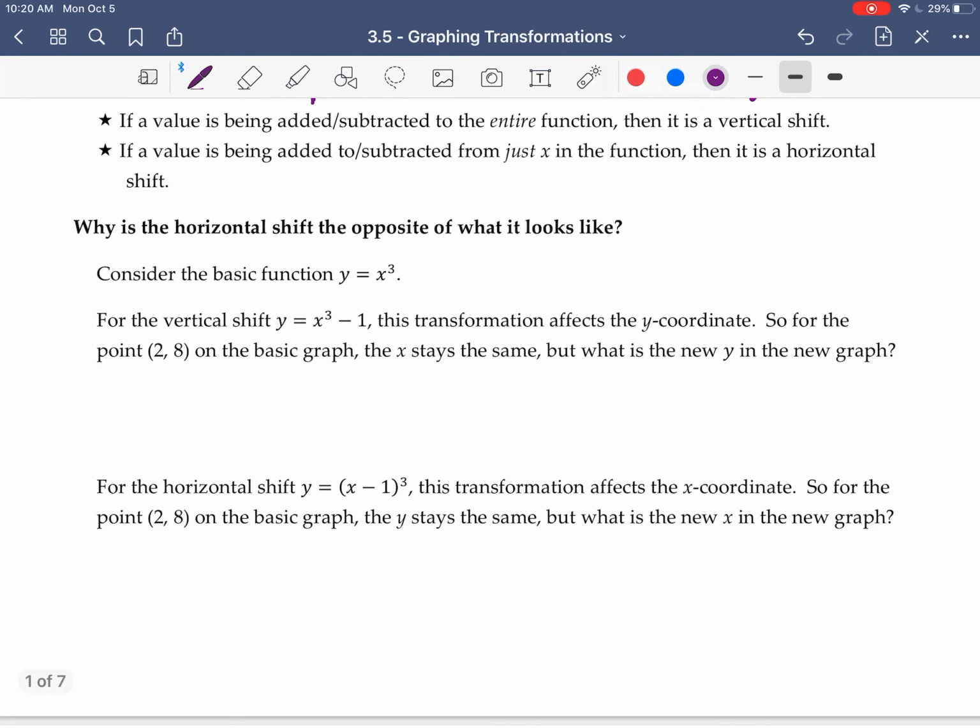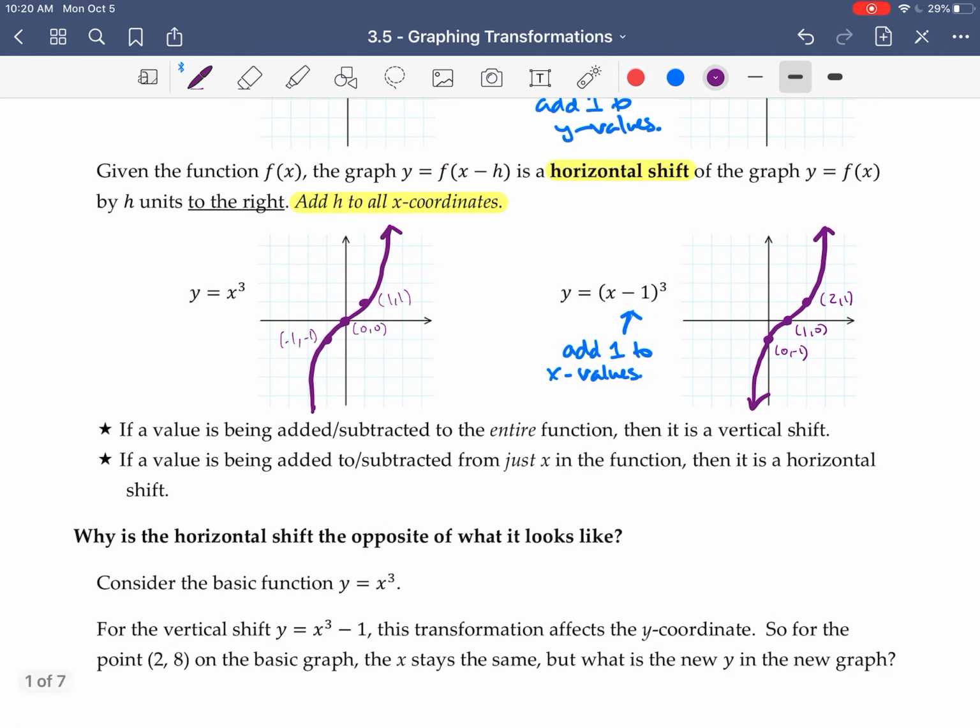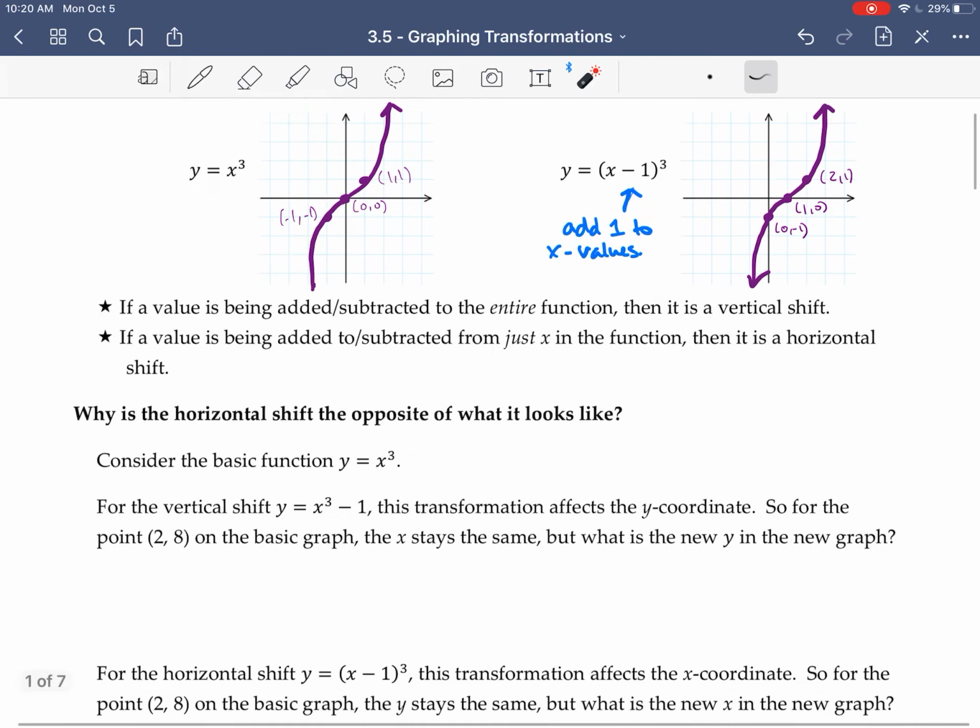Maybe that sort of talked about this question a little bit. Because it's a minus, x minus 1 or x minus h, you might think that it should go to the left h. But instead it goes to the right h. So why does that happen?